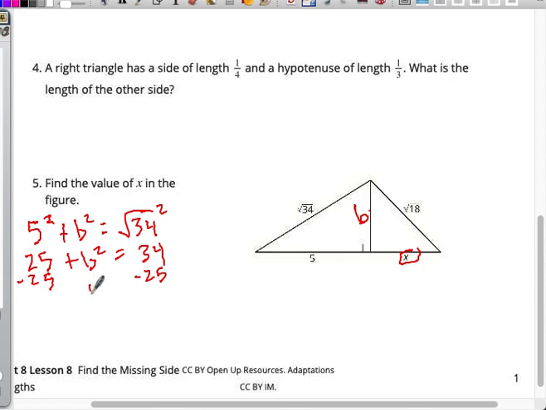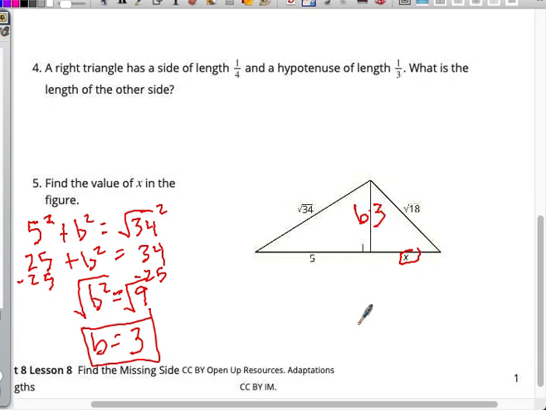So b squared equals 34 minus 25, which is 9. Then take the square root of both sides of that equation. So b equals the square root of 9, which is 3. Good. So b equals 3. That tells me this side length right here is 3.